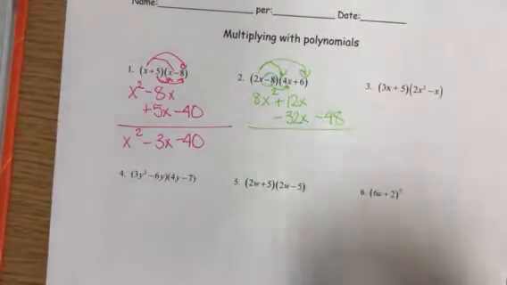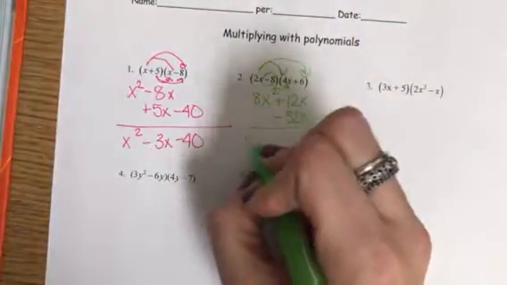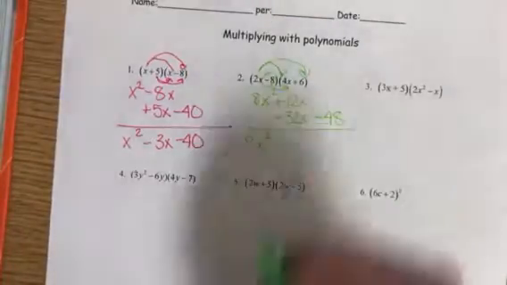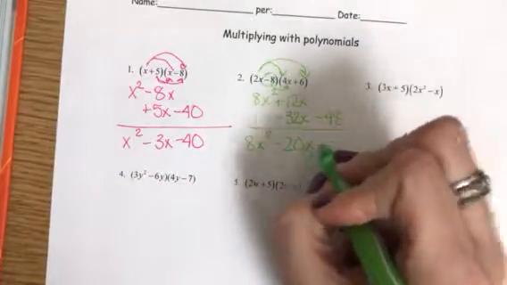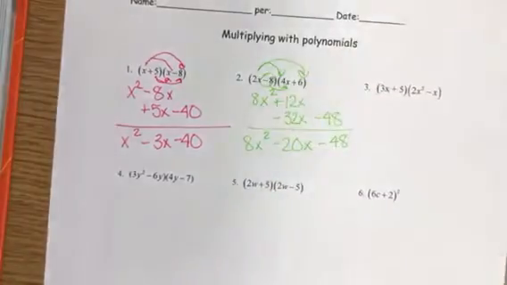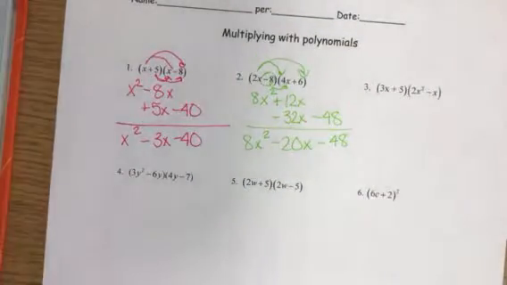So once we combine like terms, this will give us an 8x squared minus 20x minus 48.